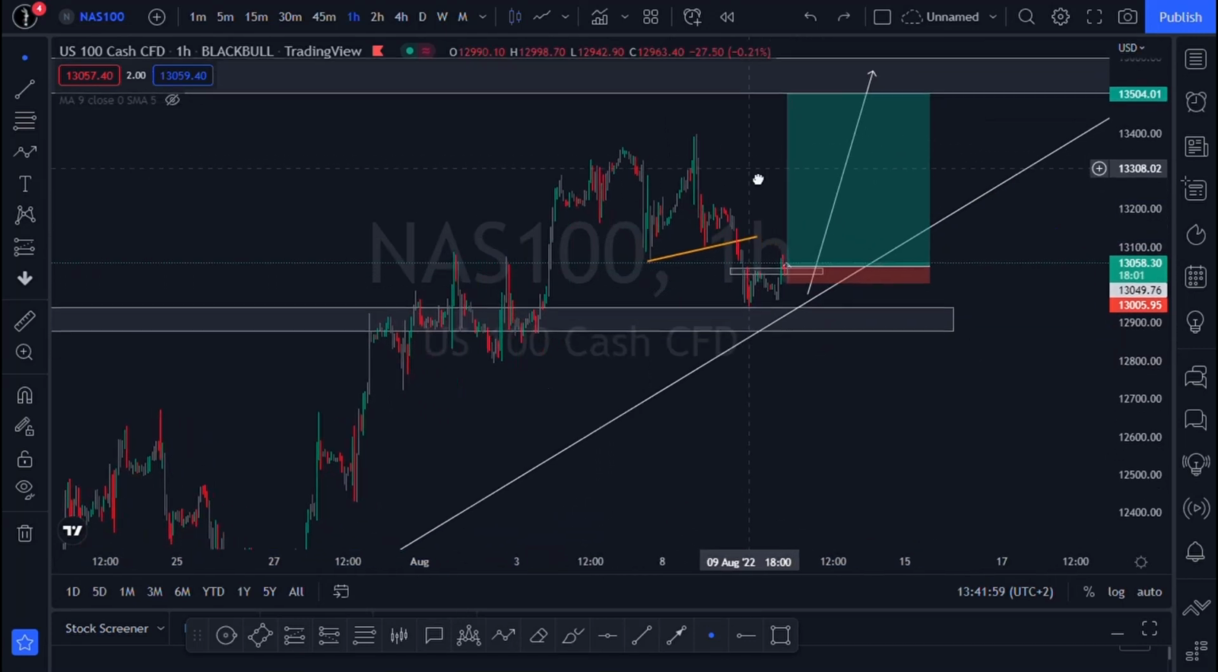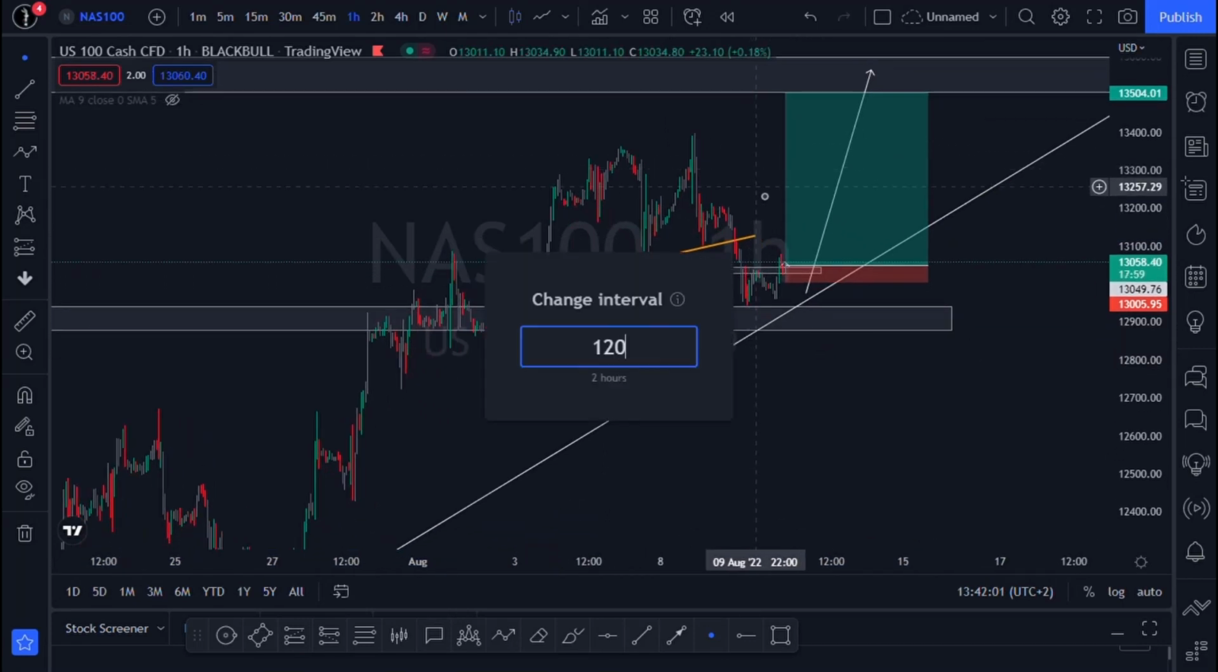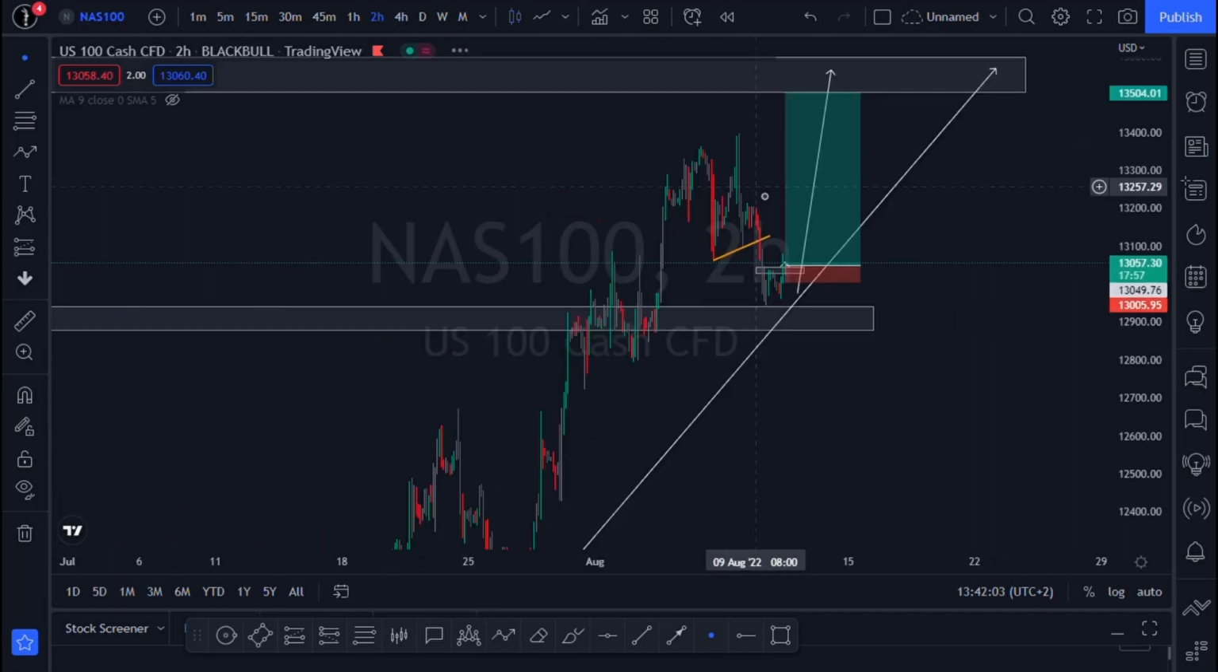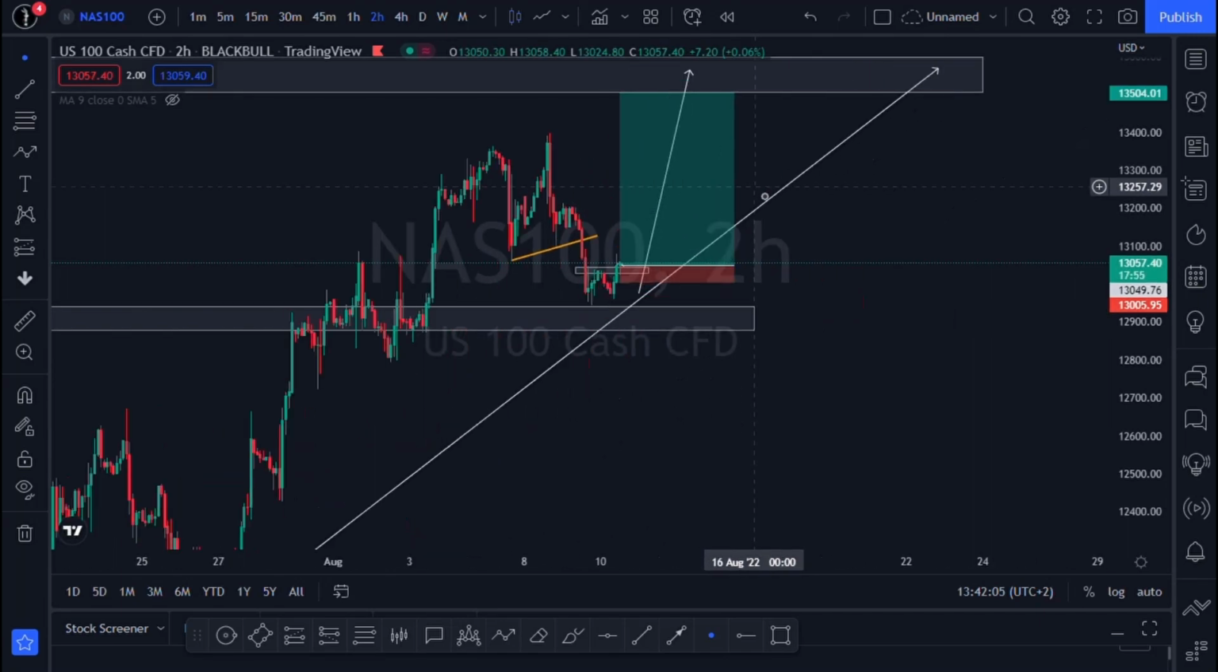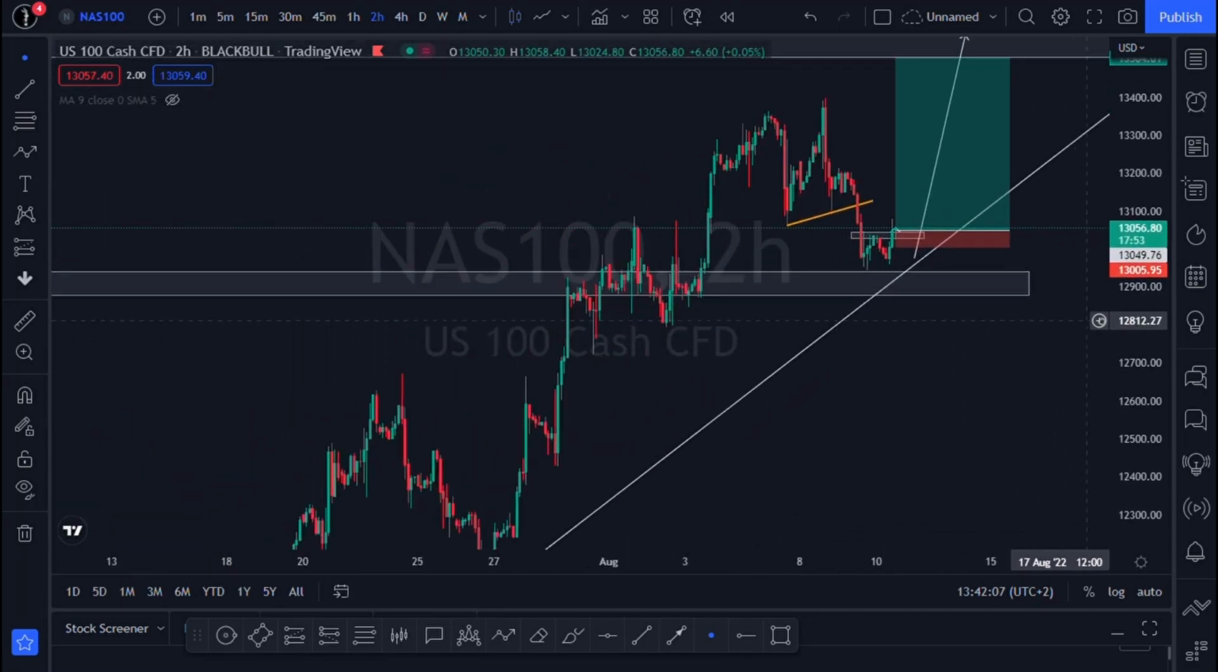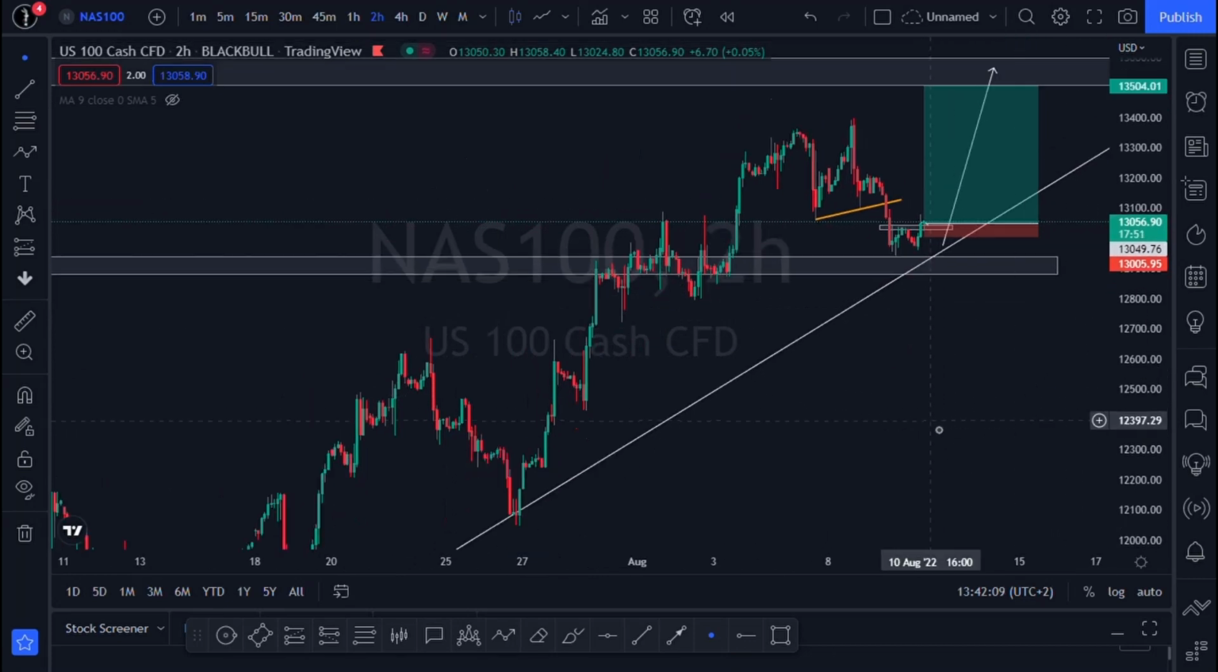We'll be buying Nasdaq all the way towards that level right over there. Okay, cool. So let's just... Right. See, so we buy Nasdaq all the way towards that level up top right over there.